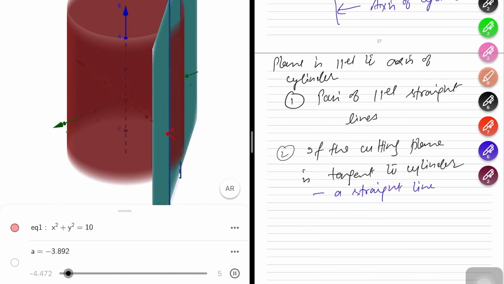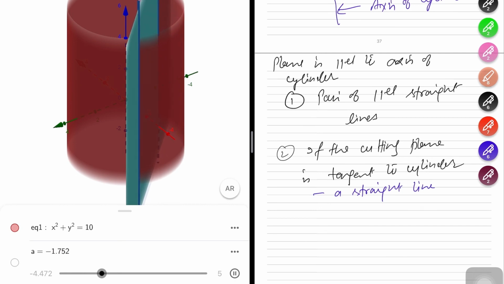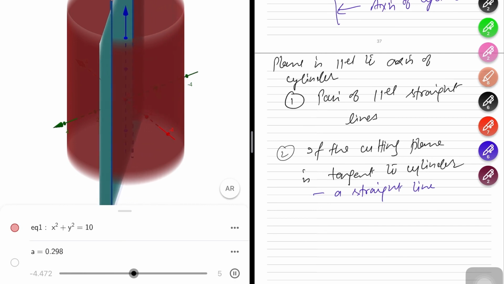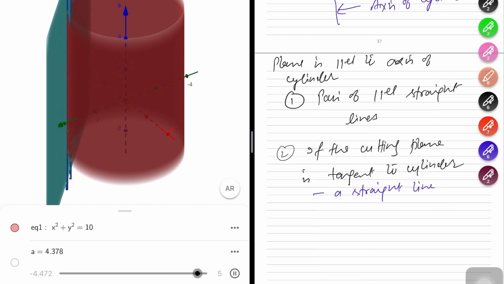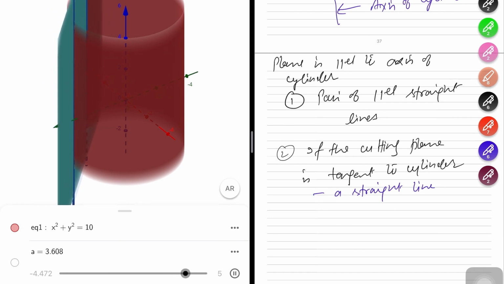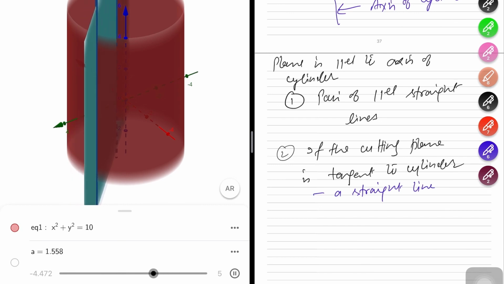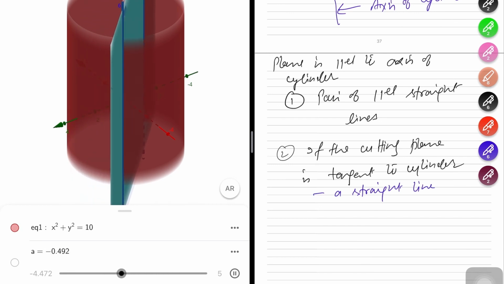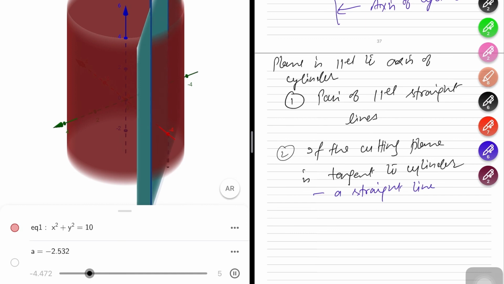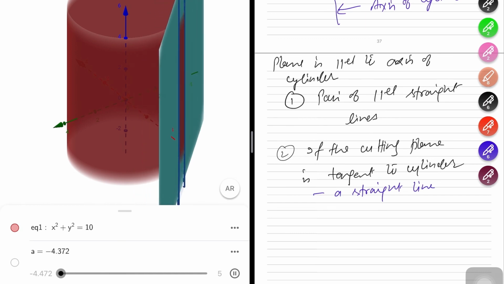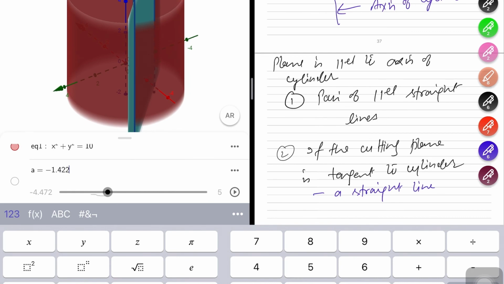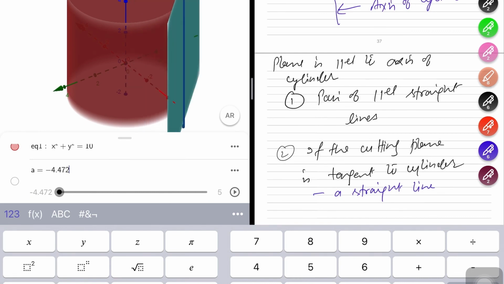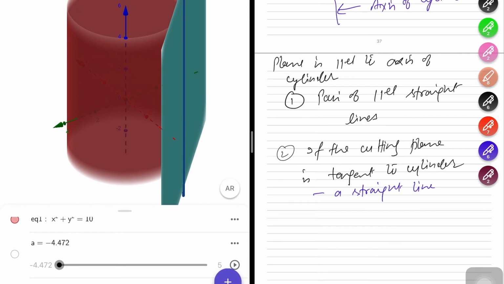So basically, if the cutting plane is parallel to the axis of a cylinder, then we observe a pair of parallel straight lines, and if the cutting plane is tangent to the cylinder, then we observe a single straight line. This is the case of a single straight line.